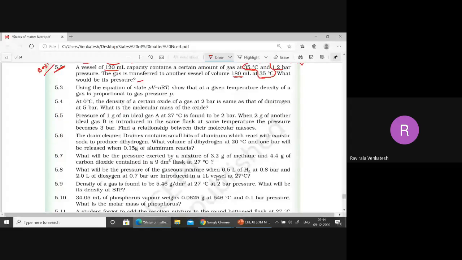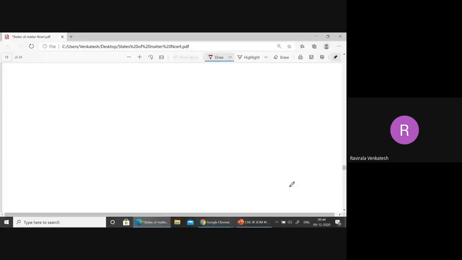Now, 5.3: using the equation of state PV is equal to nRT, show that at a given temperature the density of a gas is proportional to the gas pressure P. We'll do a derivation for this formula PV is equal to nRT. Before moving to the next topic, we'll do some derivation.